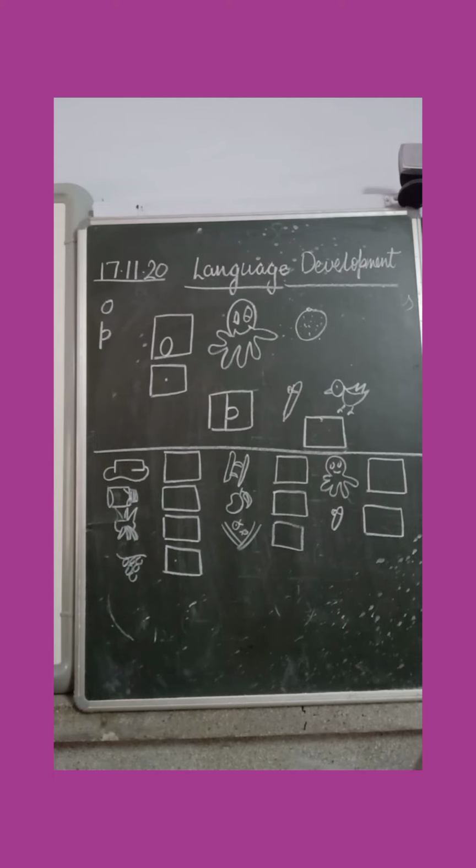Children, today I am going to teach you two new small letters, that is O and P. Okay? And you all know the sound of O. Come on, tell me. O says O. O says O. And P says Pa. P says Pa. Okay?